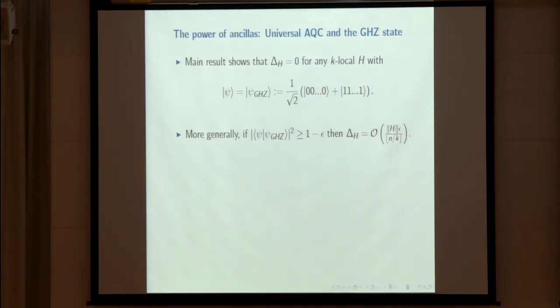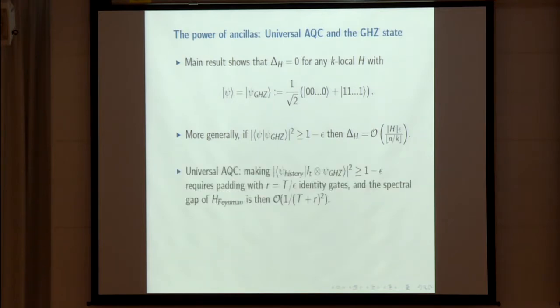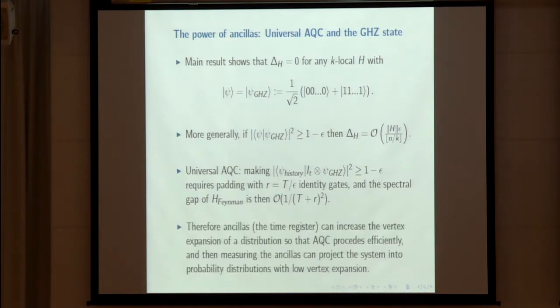If you do something like Solovay-Kitaev, your error should scale like log epsilon. But within the adiabatic model, you can't do better than this epsilon when it comes to creating the GHZ state. But hey, what about universal adiabatic computation? Well, in this case, if you want to get really close to the GHZ state, you have to pad with a bunch of identity gates, and this lowers your spectral gap. So the point is that the ancillas, the time register, increase the vertex expansion to make universal AQC work.